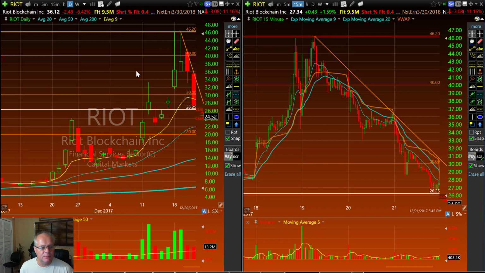RIOT, I have the daily on the left-hand side here. You see it peaked, and then the 15-minute chart. When I do my evening reviews for setups, I like to use the 15-minute and the daily. Using the 1 minute doesn't make any sense. You just want to see general trends.